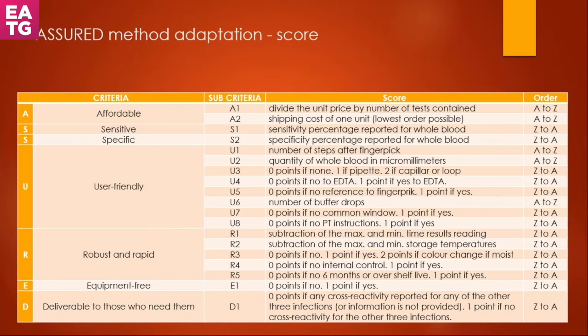For the sensitivity percentage reported for all bloods, we order them from Z to A, so the biggest sensitivity to the lowest, and we score. Specificity is the same, Z to A, and we score the biggest one with 10 points. For the number of steps after finger prick, we order from A to Z, so we score better those who have lower steps.